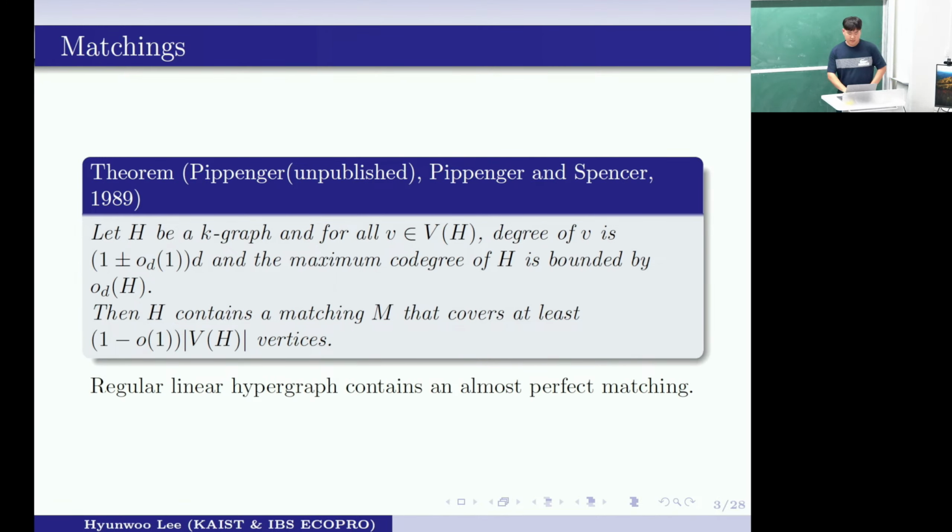So in particular, a regular and linear hypergraph contains an almost perfect matching. Here, a linear hypergraph means that for any two distinct hyperedges, their intersection has size at most 1. So obviously, the codegree of a linear hypergraph is bounded by at most 1, so it has a very small codegree. So by the Pippenger-Spencer theorem, if the degree is sufficiently large, then a regular linear hypergraph contains a very large matching.